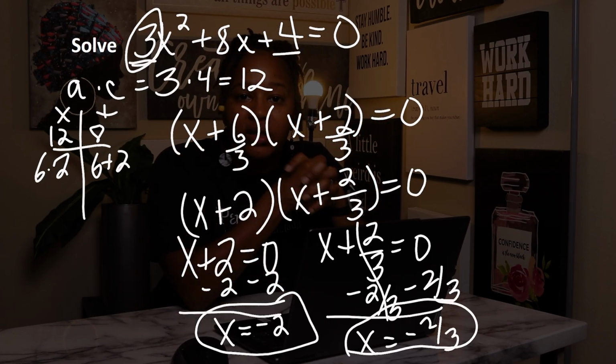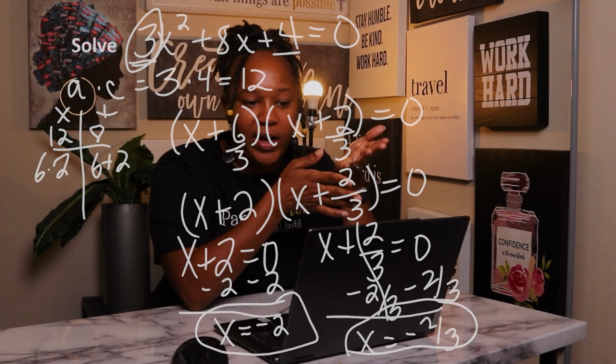And so that's how you solve quadratic equations by factoring, all right? The main thing is you have to know how to factor. So if you don't know how to factor, you're going to struggle with this. So you definitely need to go back and review factoring.